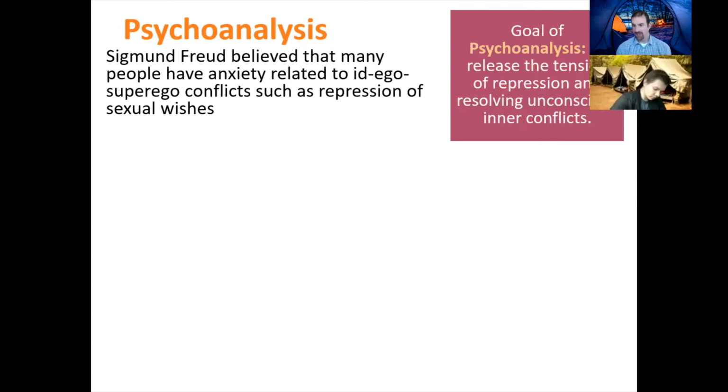Again, I'm looking for just the basic definitions of id, ego, and superego, because this is where Freud really focuses, especially in terms of resolving issues related to the id, ego, and superego in terms of sexual wishes. And you'll see how psychoanalysis and its techniques really relate to these concepts. So that's why I want to make sure we get a definition of them.